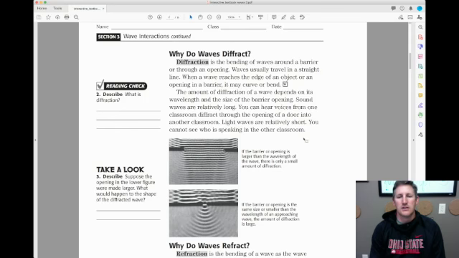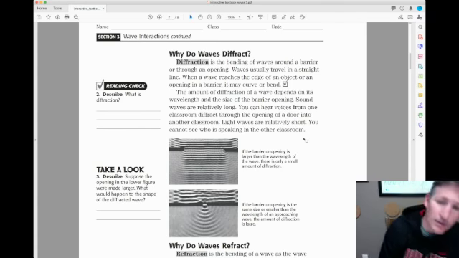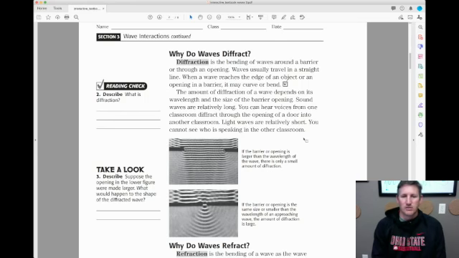You can hear voices from one classroom diffract through the opening of a door into the other classroom. So when we're teaching and you can hear Mr. Shetka's TV or you can hear my TV when we're in the other classroom, that's because those sound waves are diffracting through the opening. Sometimes they'll even get louder, so the waves will be amplified and get bigger. Light waves are relatively short. You cannot see who is speaking in the classroom, but you can hear them.